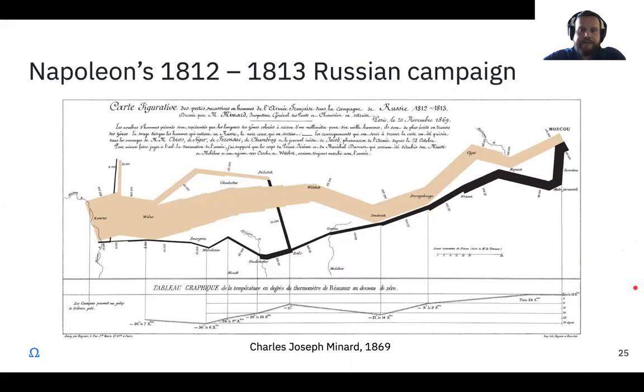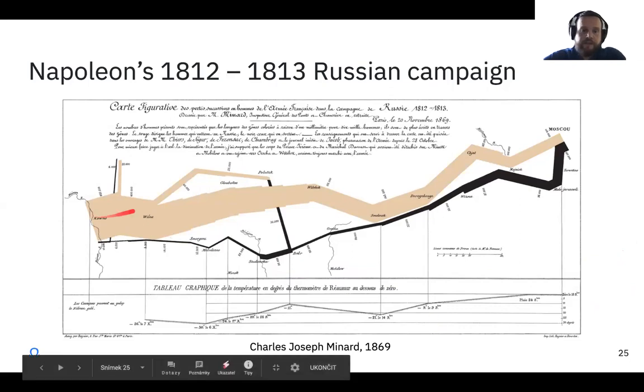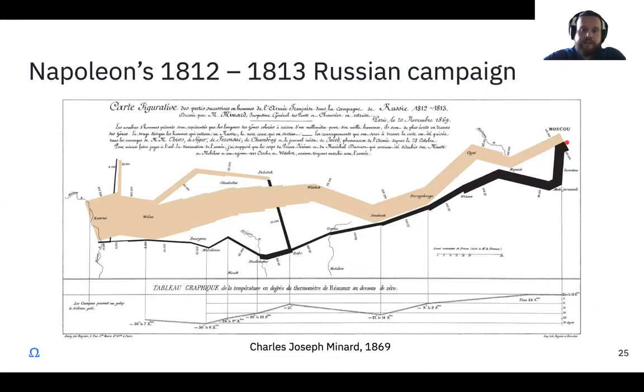The French started with a huge army, and throughout their campaign in Russia, they lost the vast majority of their soldiers. So here we see the flow: the light brown is the campaign towards Moscow, and the black one is the retreat from Moscow. So you can see how the army is bleeding soldiers as they get closer and closer to Moscow, and then when they retreat, it gets even more disastrous.